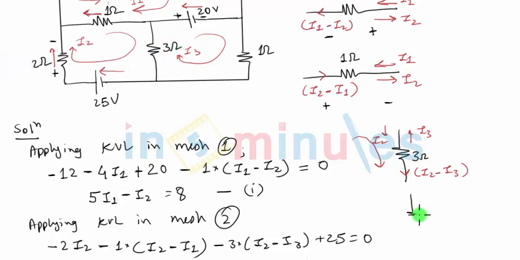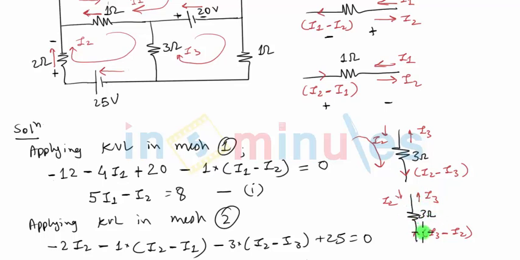So once again the same 3 ohm resistance, but this time we want to apply KVL with respect to current I3, which is flowing in upward direction. So I'll take the equivalent current also flowing in upward direction. So this will be I3 minus I2. Now the new difference is I3 minus I2 because I want current to be flowing in upward direction. The value of the resistance is 3 ohms.